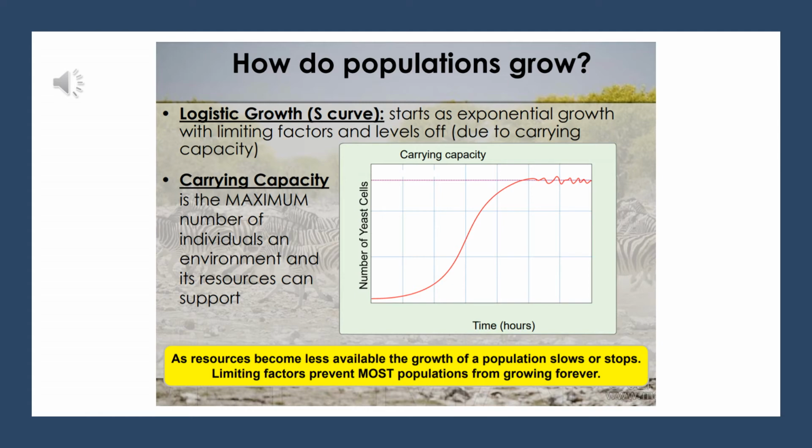Eventually, the growth rate will level off. This is called carrying capacity. It is the maximum number of individuals an environment and its resources can support. If you look on the graph, the horizontal line that goes across the top and through the little squiggly part is showing the carrying capacity of those cells.